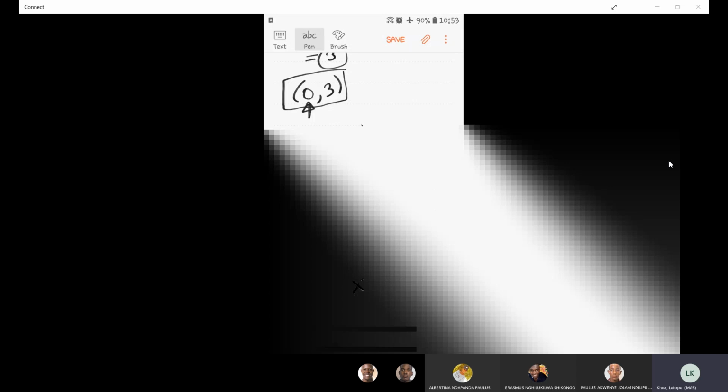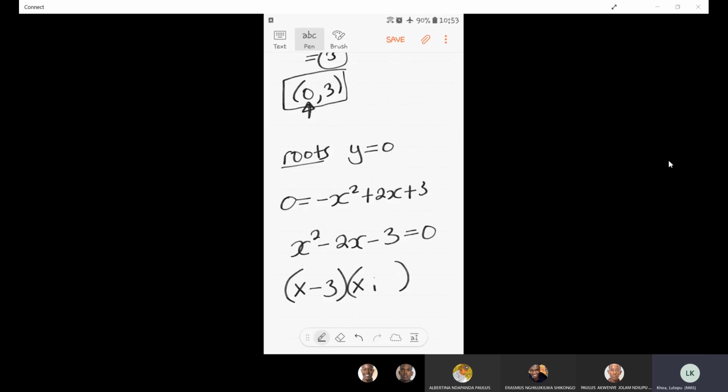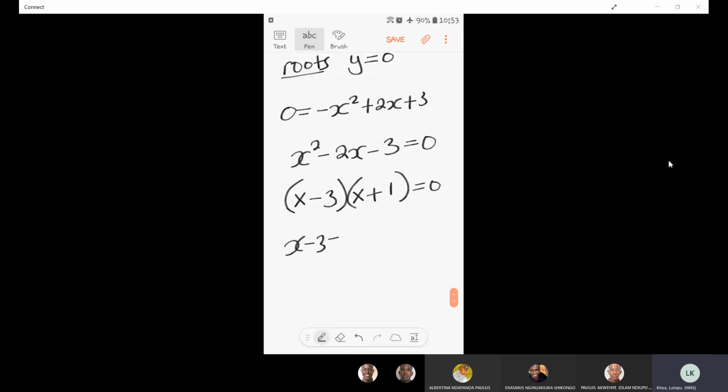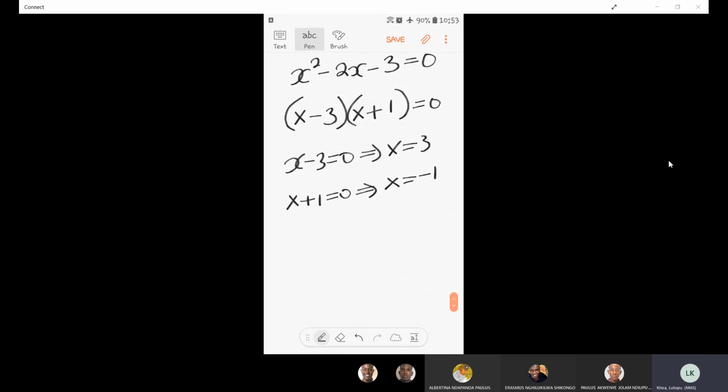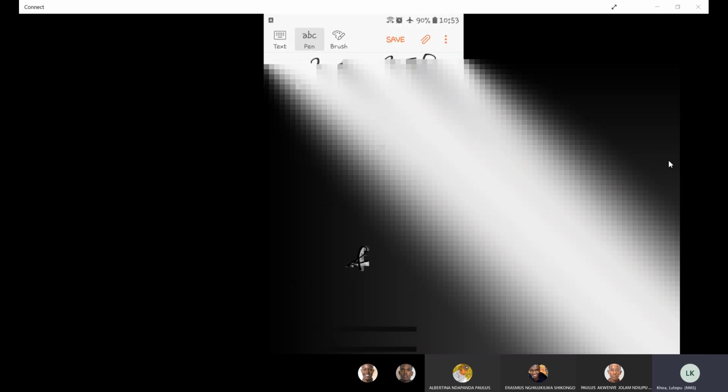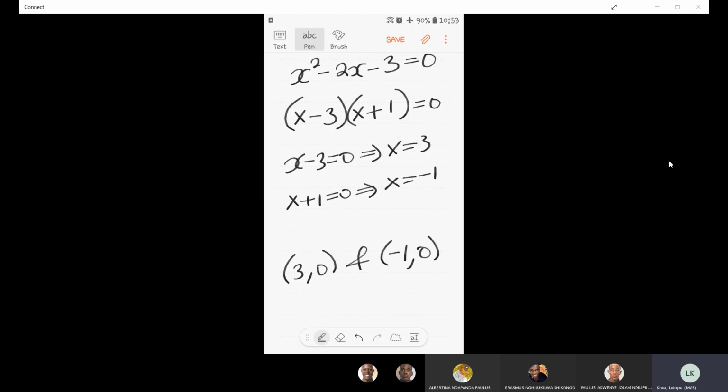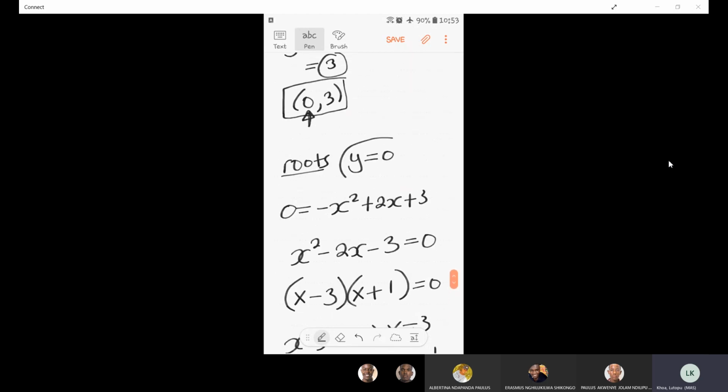Put your x -3, x +1 is equal to 0. So it means the first bracket is equal to 0, which means that x is equal to 3. For the second bracket, x plus 1 is equal to 0. This means that x is equal to -1. So then I write down the coordinates of these points. So my coordinates are 3, 0, because y is equal to 0, and -1, 0. Okay, so the y coordinate is 0. That's what we said at the beginning.